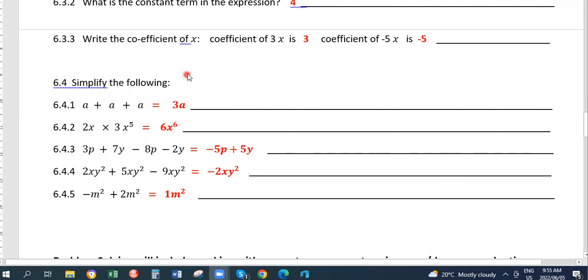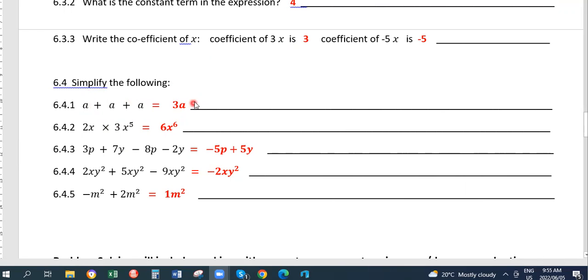Simplification of algebraic expressions. We're going to use the rules for exponents here when it comes to multiplication or division. But for addition, we don't change the exponents. We have a plus a plus a, there are 3 a's. So that's 3a. We do not change the exponents. You don't have a cubed because there's 3 a's.